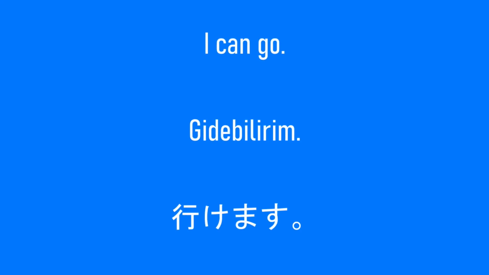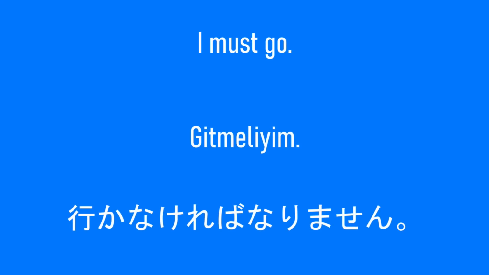Gidebilirim, ikemasu. Next, an important thing to say is necessity. In English, we have must, have to, need to. The important thing is that this is attached to verbs. Many languages have a difference between need for nouns and need for verbs. Focus on need for verbs. Try to say something like I must go. Gitmeliyim. Ikenakereba narimasen.